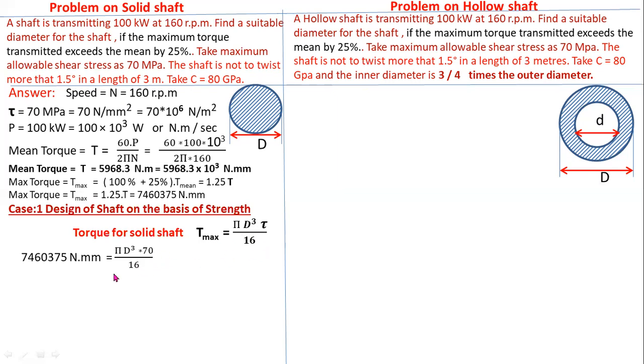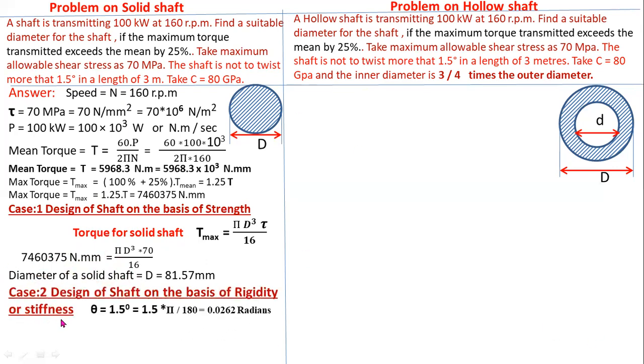Now capital D is the outer diameter of the solid shaft. The required outer diameter of the solid shaft equals 81.57 mm. This is the diameter of the shaft on the basis of strength. But here the angle of twist 1.5 degrees, length of the shaft, and shear modulus are given. From these three values, you have to determine the required shaft size. So you have to calculate the diameter of the shaft on the basis of rigidity and stiffness.